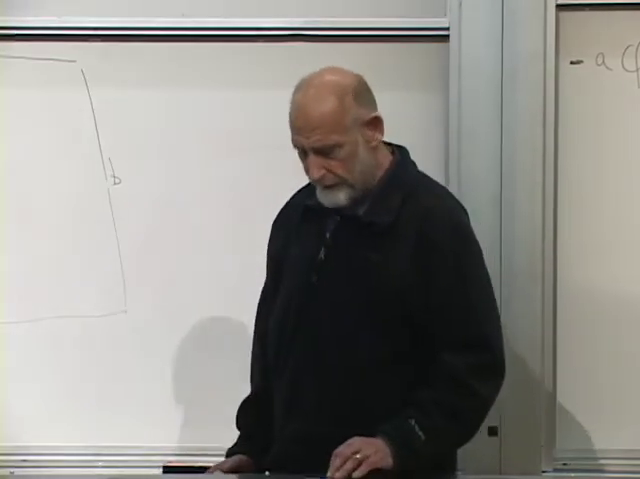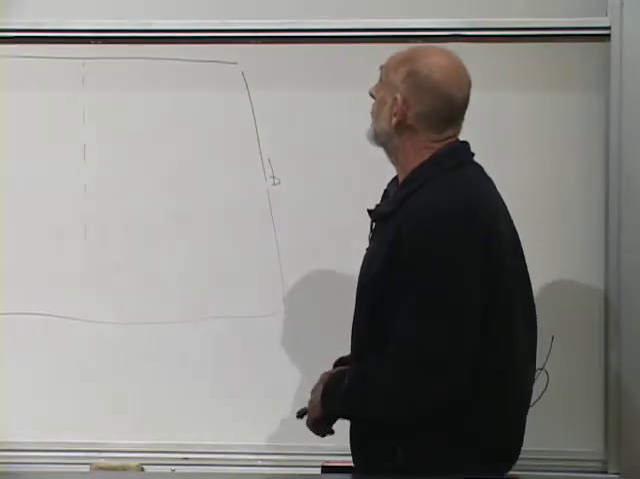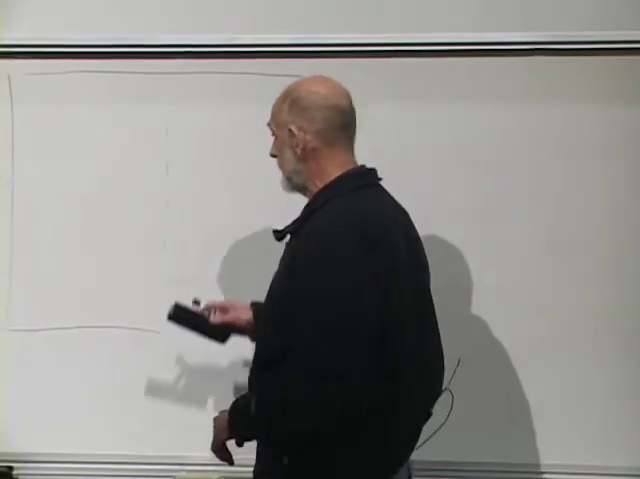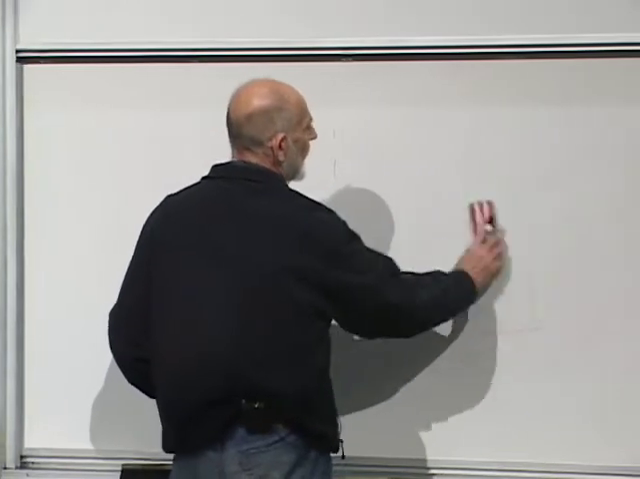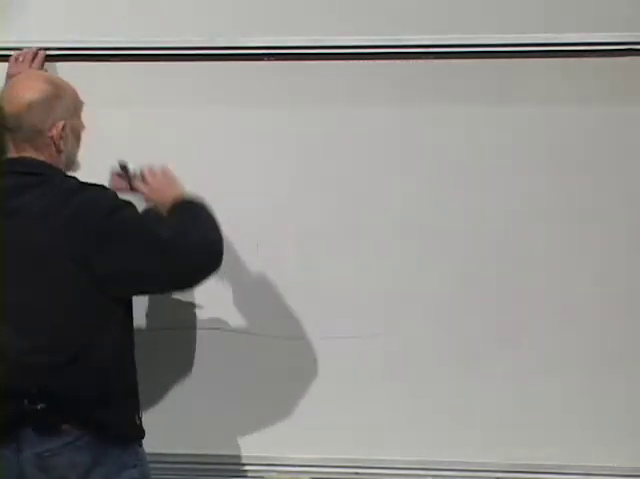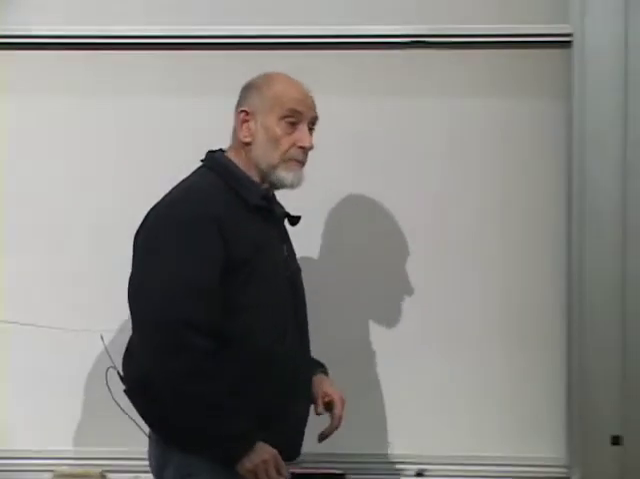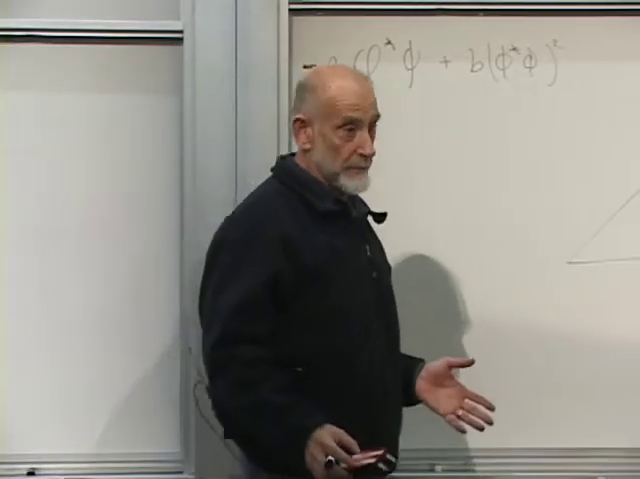Okay, let's discuss from the point of view of wave equations. I just want to remind you that from the point of view of wave equations, a field with only gradient terms in its energy is massless. What does it mean that it's massless?